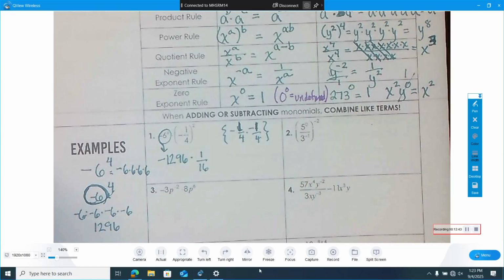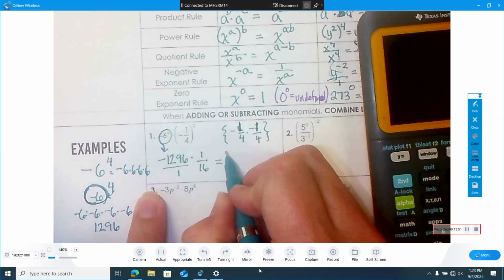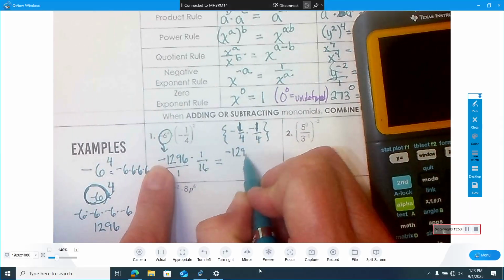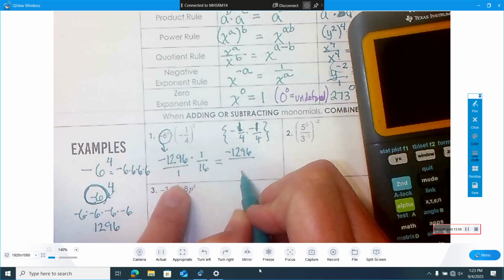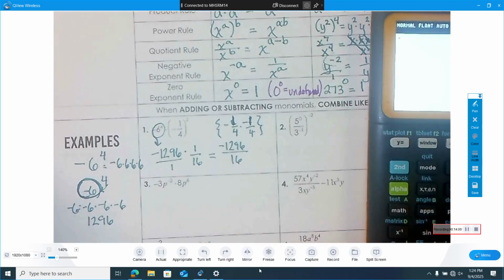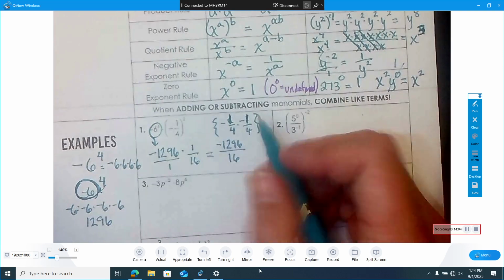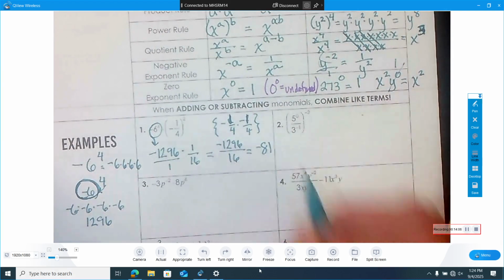Can we type all of this into our calculator? Yes, you can, okay? But again, it's important to know why. This becomes, if we were to multiply straight across, negative 1296 times 1 is negative 1296. 16 times 1 is 16. So 1296 divided by 16, I would get a negative 81.